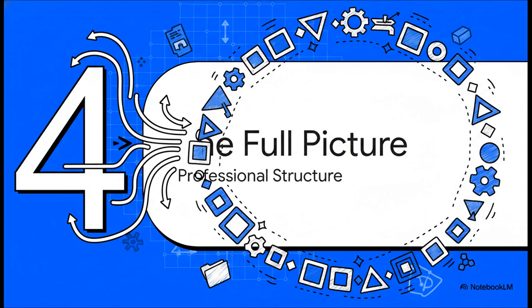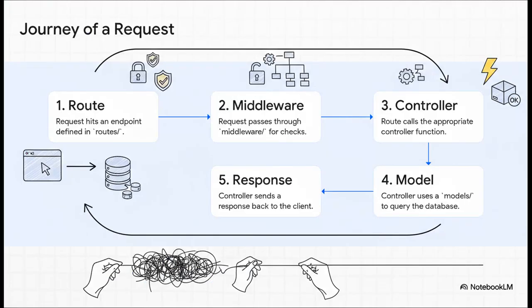Now, let's zoom out and see how all these pieces work together in perfect harmony. So here's the entire journey. A request hits an endpoint in your routes. The route might pass it through some middleware for a security check. Then it calls the right function in the controllers. That controller uses a model to work with the database. And finally, the controller sends a response back. It's clean, it's logical, it's predictable, the exact opposite of spaghetti code.